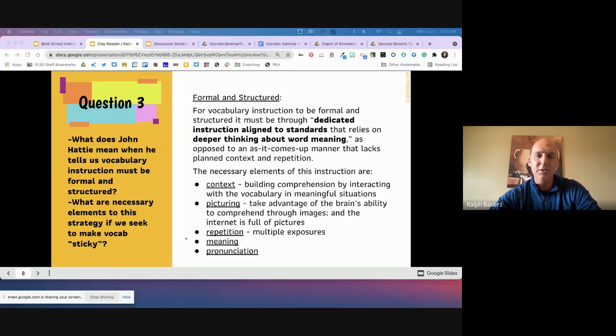And the book did mention also repetition. So having multiple exposures to the words, maybe some introductory activities, but also following it up multiple times where the kids can use the words in different ways, maybe create pictures, create images that represent the meaning of the words. And the more exposures they have, the deeper their understanding goes. And then, of course, meaning and pronunciation are tied into that. But context and picturing are definitely the biggies.